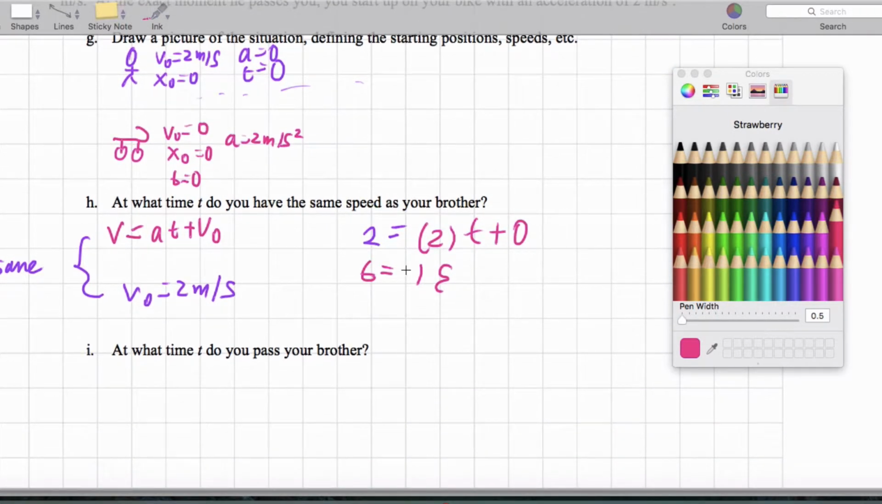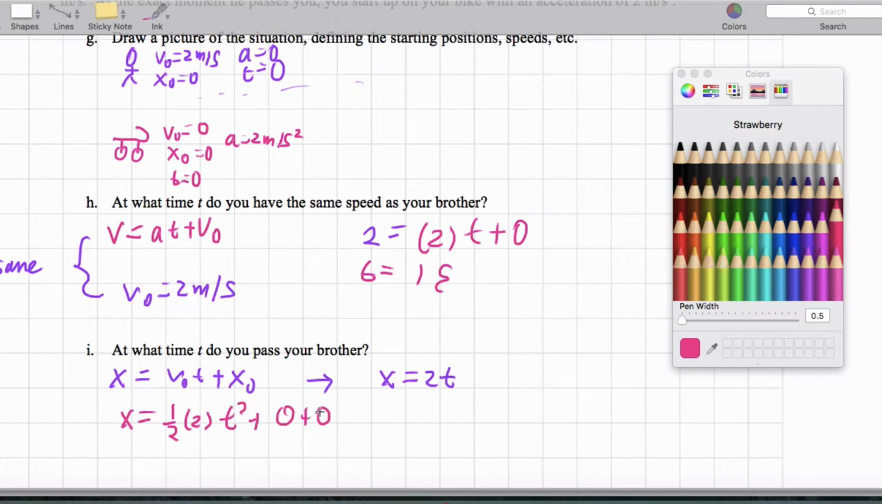Now, what time do I pass my brother? Let's write down the equation for my brother's motion. That's going to be x of my brother is v naught t plus x naught for my brother. So x equals 2 times t. And for me, my equation is x is 1/2 times 2 times t squared plus 0 plus 0. So my equation is x equals, well, 1/2 times 2 is 1, so just t squared.